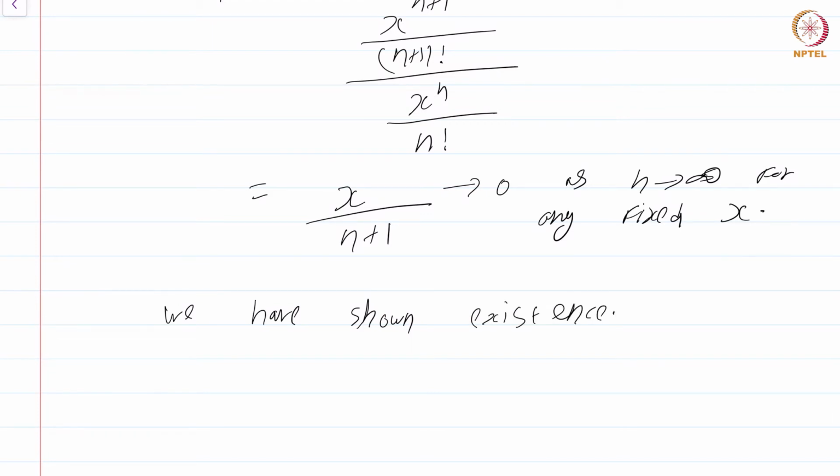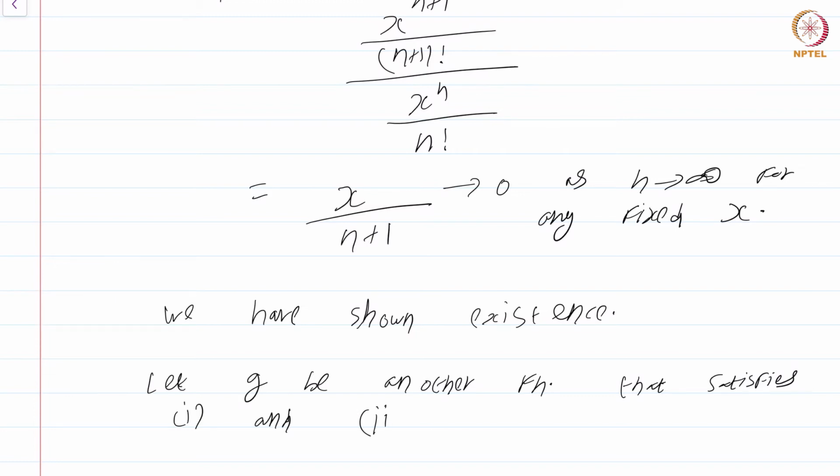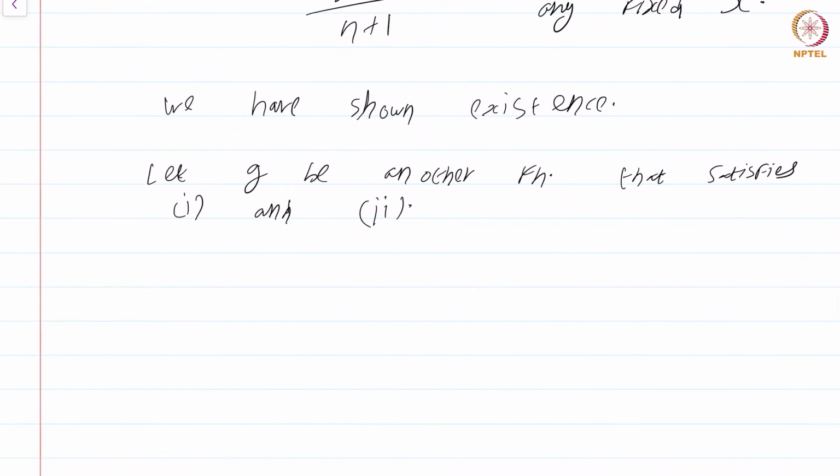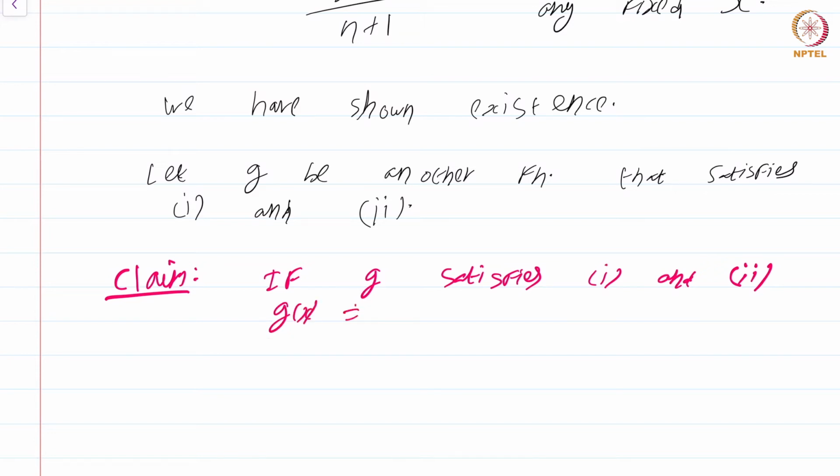Well, what about uniqueness of this power series? Well, what you do is let g be another function that satisfies 1 and 2. We have to show that f is equal to g. How are we going to do that? First, we will show that any function that satisfies 1 and 2 is never 0. Claim: if g satisfies 1 and 2, g of x is not equal to 0 for all x in R.